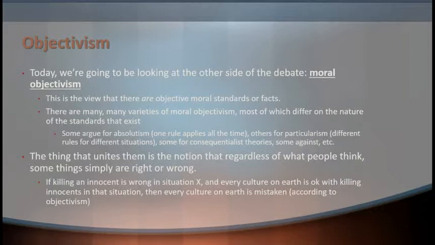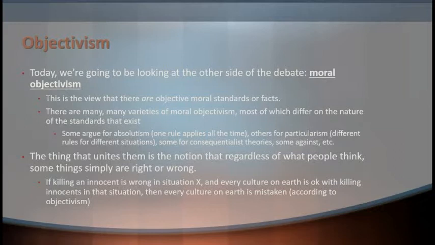Others argue for different versions of particularism, that there are different rules for different situations, and in some extreme versions, they say that you can never make any moral rules at all, because everything is different for every individual circumstance, and so while there are moral facts, they differ from moment to moment, and most others fall in between those. Some others argue for consequentialist theories that say that the consequences of an action are what are most important. Some are against these. Some argue for versions of divine command theory in which God tells human beings and decides what is morally right and wrong as an objective matter of fact, and so on and so forth. So there's a lot of different versions of objectivism.